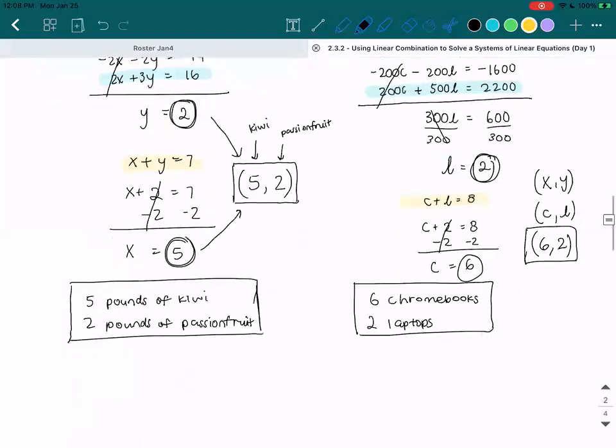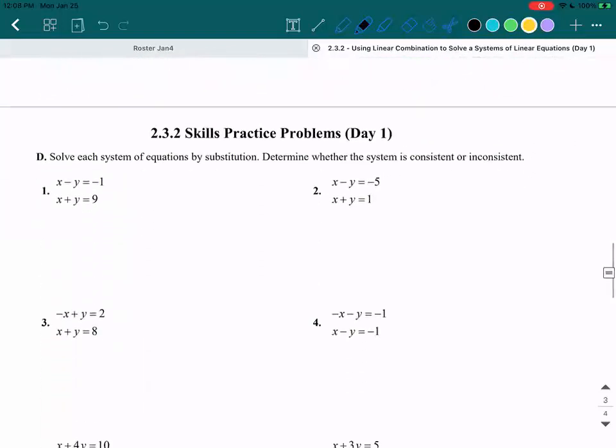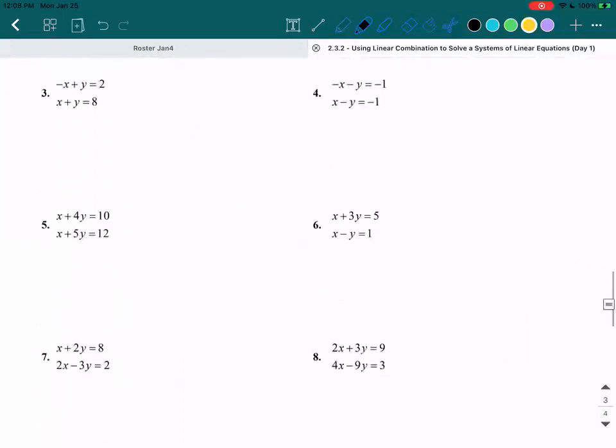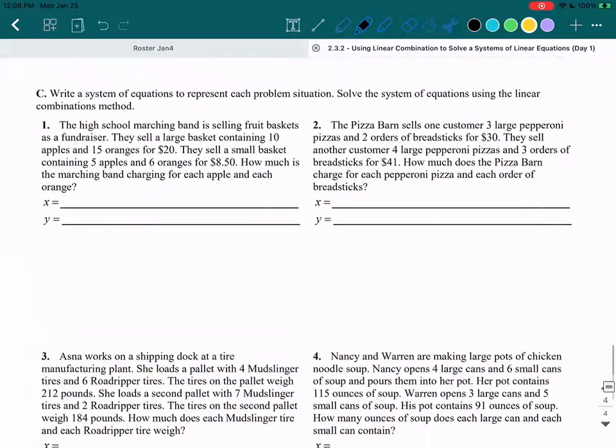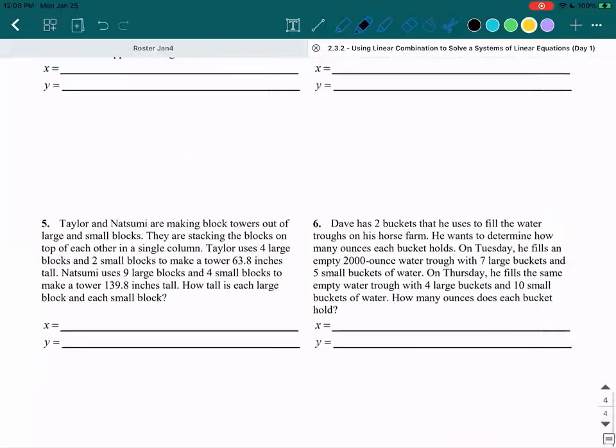Let me scroll down. So for the skills practice, you're going to just solve by substitution, which is what we did in the first video. And then over here, you have to write the equations out, define your variables, and then solve it. So that's what we just did in this video.